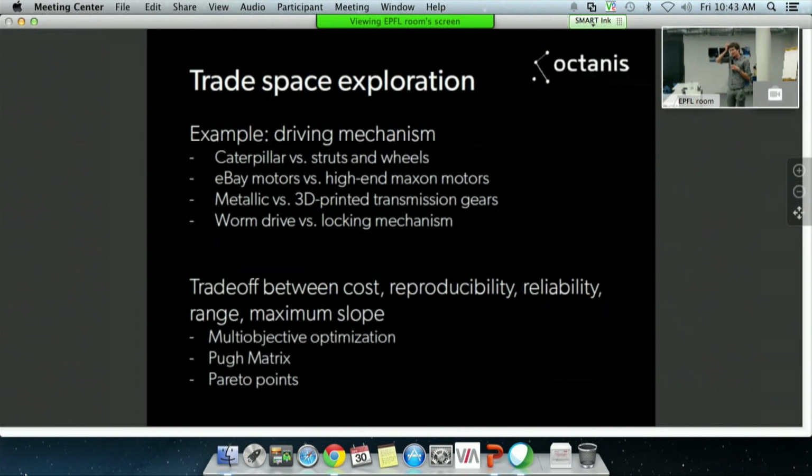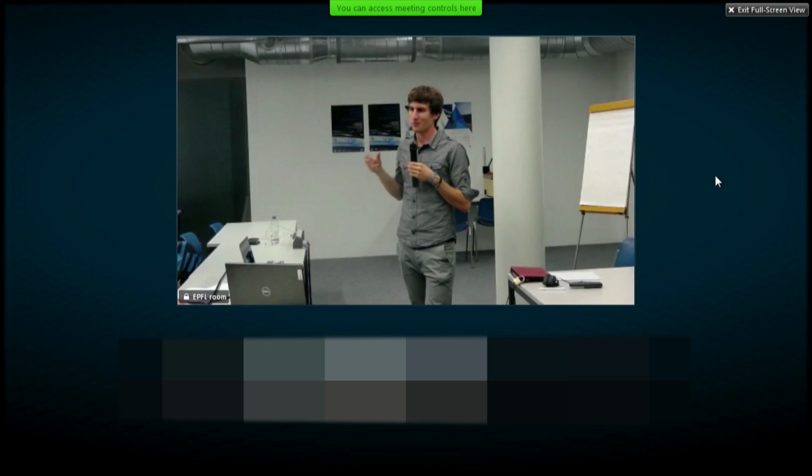Also, maybe a good example that shows this trade space exploration we saw would be the mechanical design. So the driving mechanism could be, well, wheels like we have it, but it could also be like Caterpillar or any other kind of mechanism. The motors could be cheap ones from eBay for $3 a piece, or like high-end Maxon motors we all love here in Switzerland, right? And well, you could print the structure with a 3D printer. Even the gears, you can print them yourself with plastic, and it actually works. Or you could select metallic parts. We have also a few, like the worm drive, for instance, we needed to take a metallic one.